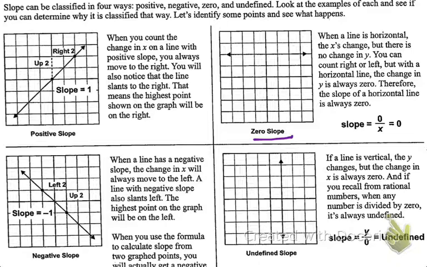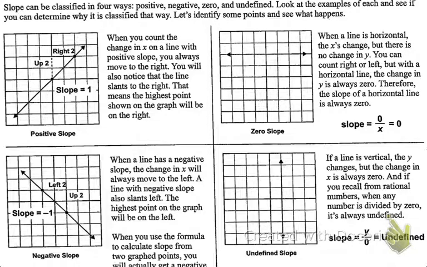When a line is horizontal, the x is changed, but there is no change in y. You can count right or left, but with a horizontal line, the change in y is always 0. Therefore, the slope of a horizontal line is always 0. Again, we know that because with 2 points on this line, we don't have to rise up or down. So our rise is 0. Our run could be 2. And 0 over 2 will always be 0.